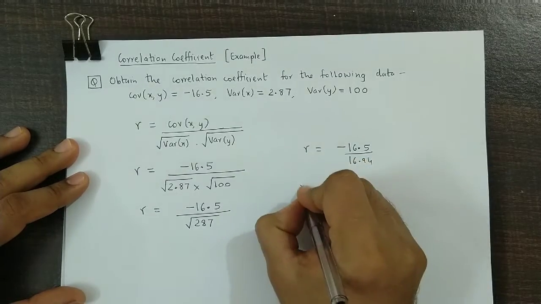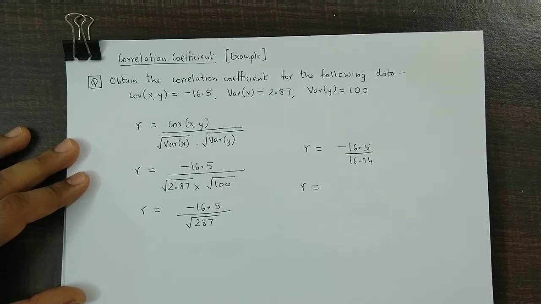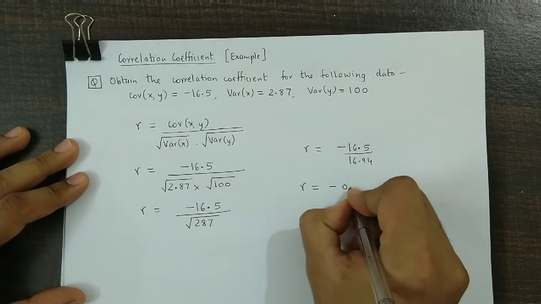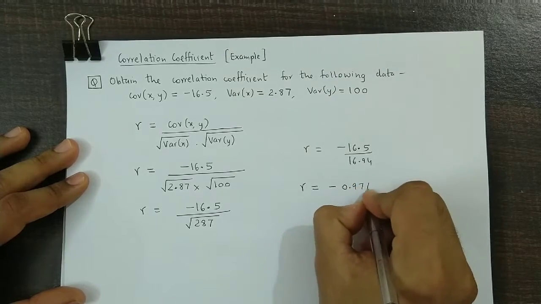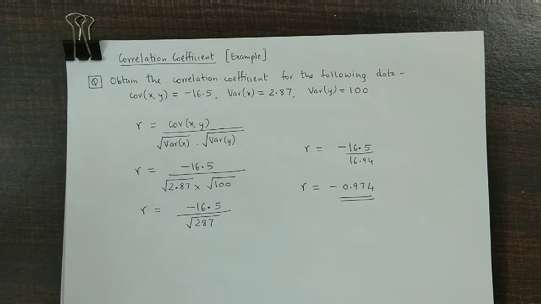16.94. So if we perform this division, we obtain 16.5 divided by 16.94. The value is minus 0.974. So this is how you obtain the correlation coefficient.